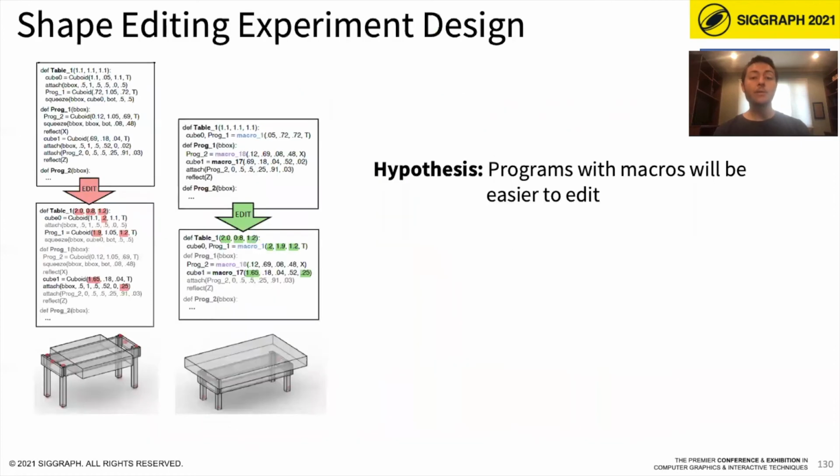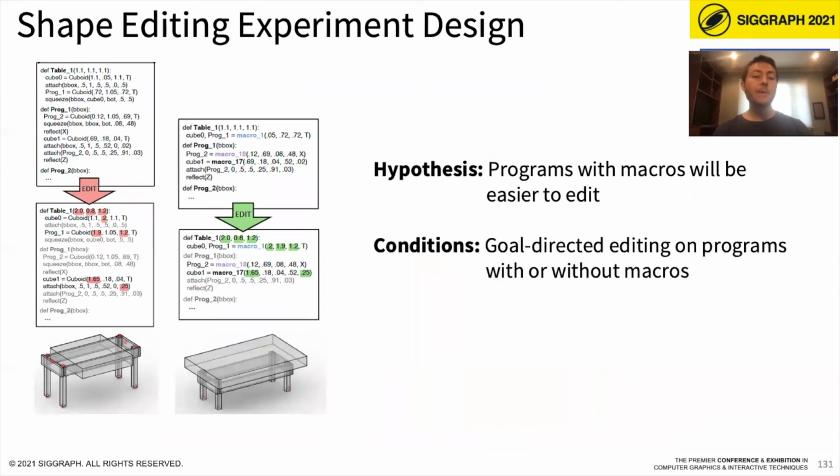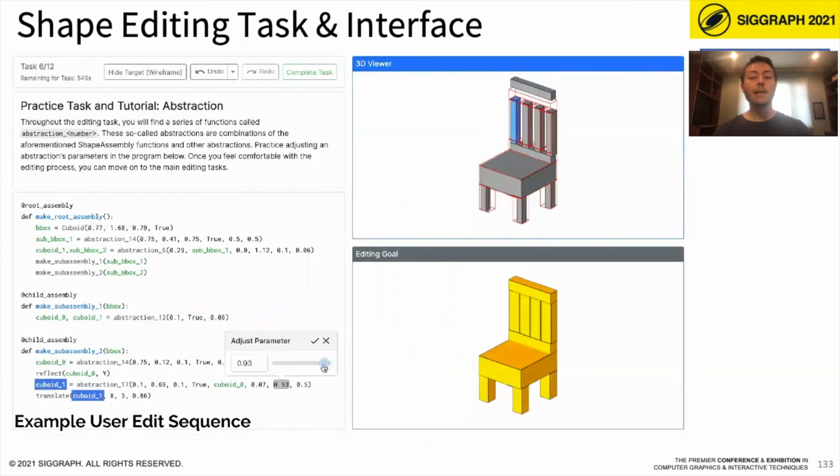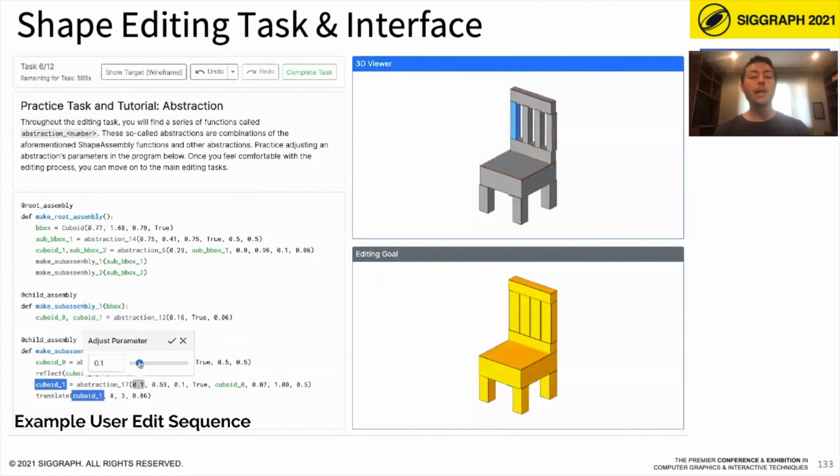For our final downstream task, we evaluate if macros make shape programs easier to edit with a user study. Our experiment had two conditions: whether users edited programs that contained or did not contain macro operators. We built an interactive editing interface for the user study. Participants were asked to complete a series of goal-directed editing tasks, modifying the continuous parameters of the ShapeAssembly programs through sliders in order to match a target output shape as closely as possible. Here's a video of what that process looked like.